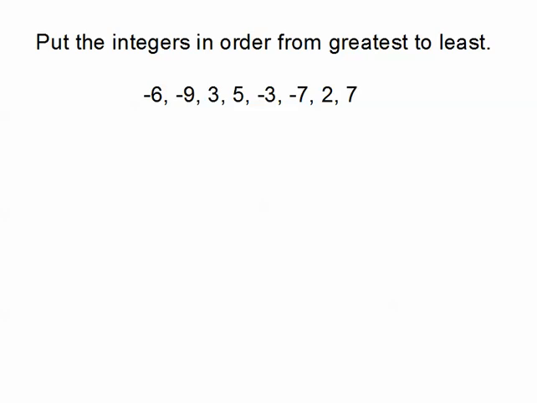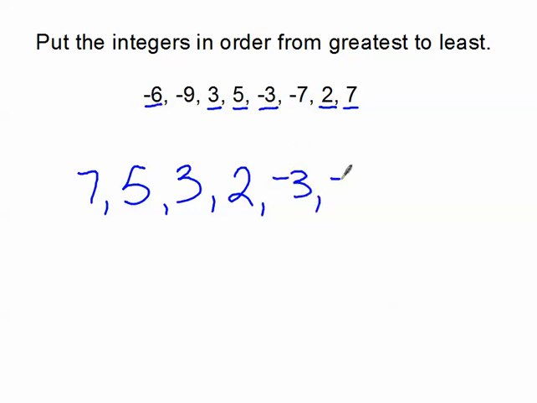So the correct order should be, if you look at this set of numbers, the biggest number is 7. So it's the first one that you write. Okay, then the next one is 5. Next one, 3. Next one, 2. Then we go into the negatives. So then we've got -3, then -6, then -7, and then last but not least, -9. And that would be your correct order for this problem.